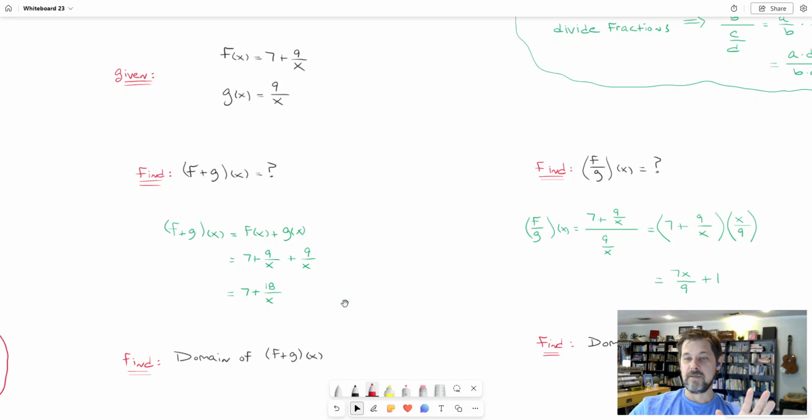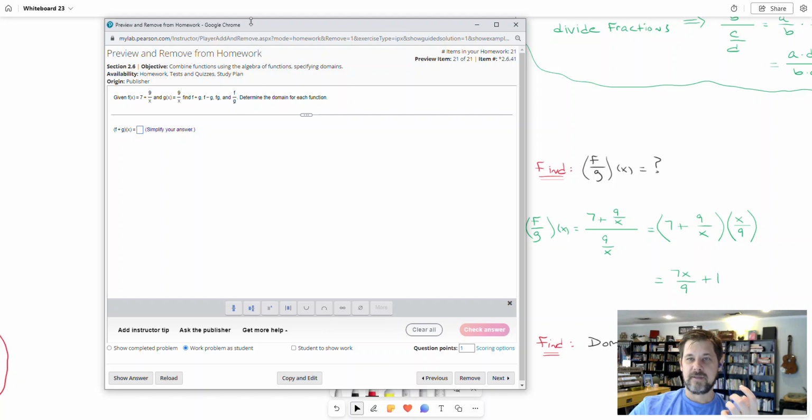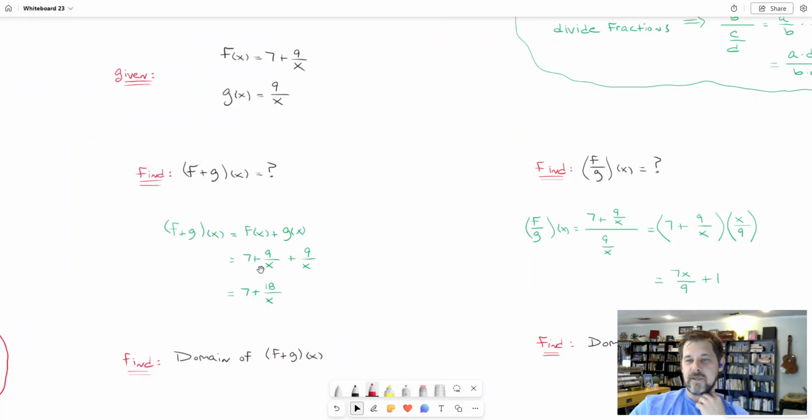And so here in green is me working that out. In order to find this function f plus g of x, I take 7 plus 9 over x plus 9 over x, and I simplify that however I can. How you simplify this might vary by question, but at least for this one, I can add these two fractions, 9 over x plus 9 over x. I can add any two fractions that have a common denominator. So I add the numerators over the common denominator. It's 9 plus 9 over x, so that's 18 over x.